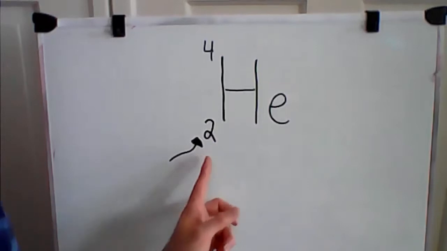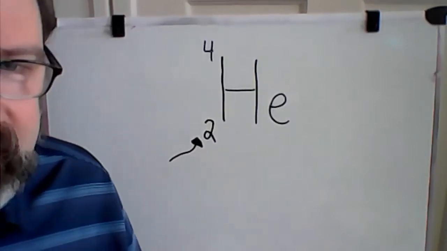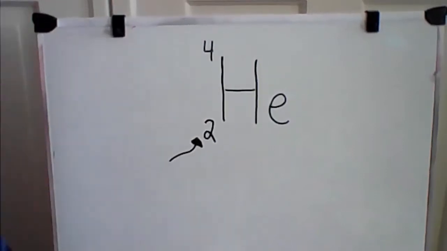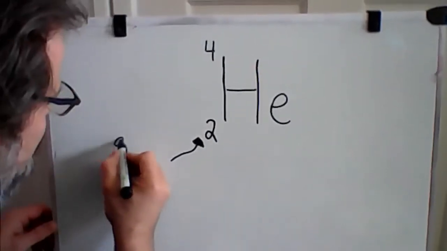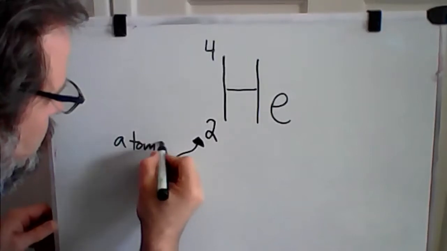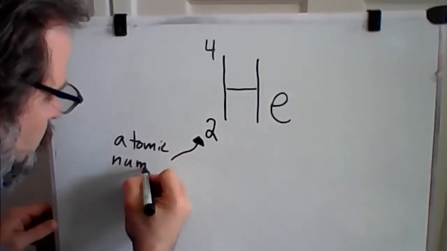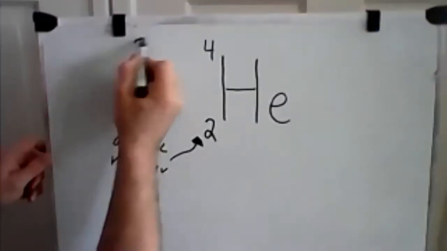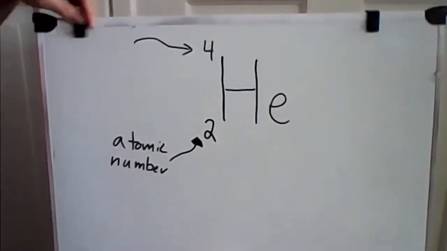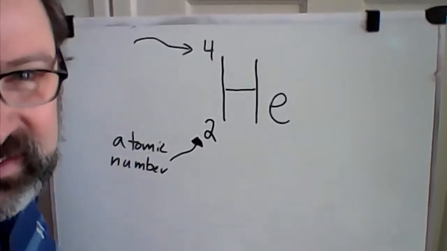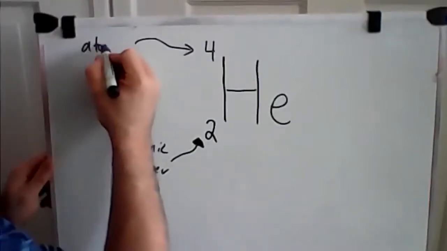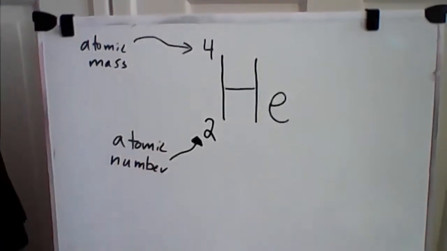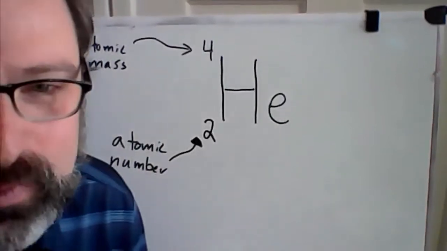So this bottom number, your chemistry teacher told you what that number means, and what name did they give that thing? Atomic number. Good job. And they also gave this thing up here a name. What's the name they gave this number up here? Atomic mass. You guys are awesome at chemistry.